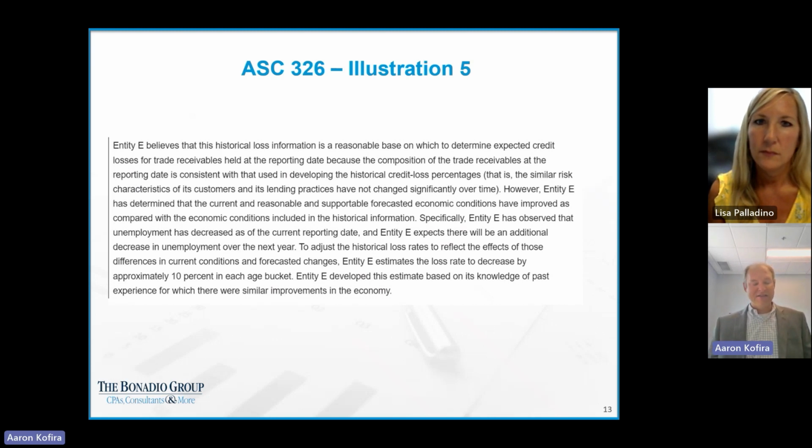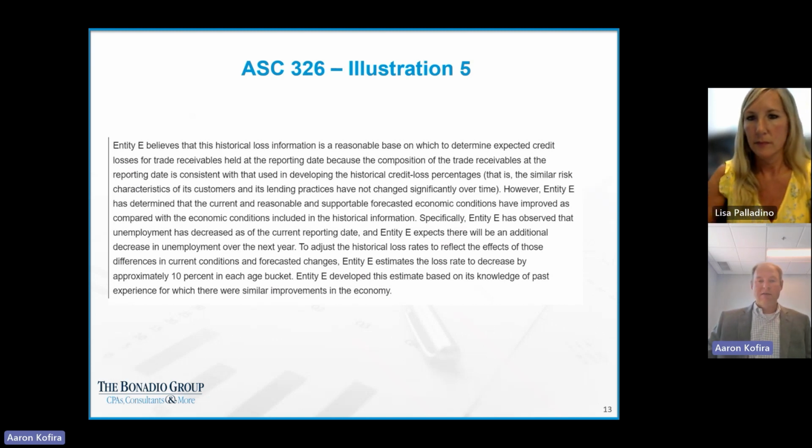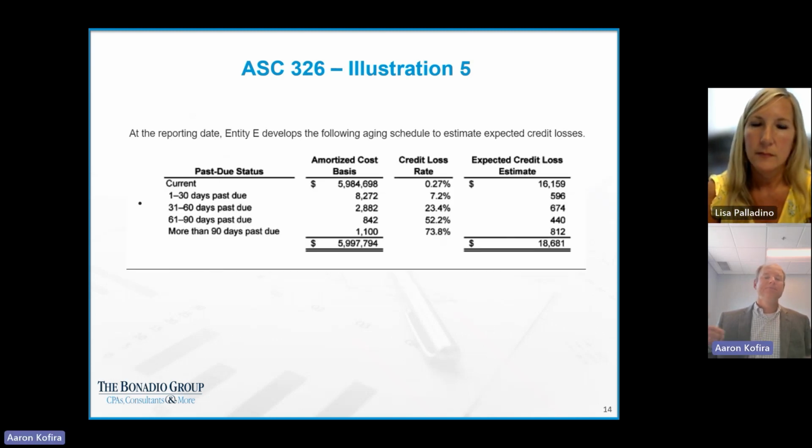So at the time of this analysis, they're saying we can take a 10% haircut on each of the overall factors that we're using. As a result of that 10% haircut, they come up with a credit loss rate, apply it to their individual basis, and then they have an amount to record. In this case, it's the number here, and I don't have my glasses on so I can't see. You've got about 18,681 is what the overall calculation comes out to be.